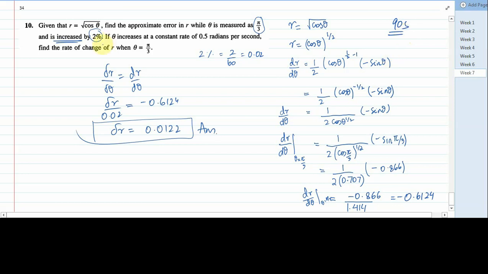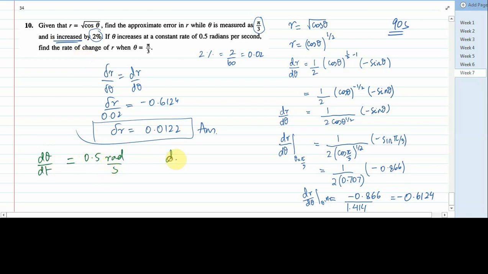Alright, after that, in the next part it says if theta increases at a constant rate of 0.5 radians per second. Now what is radian per second? Radian per second is d theta divided by dt. It is equal to 0.5 radian per second. Alright, find the rate of change of r.